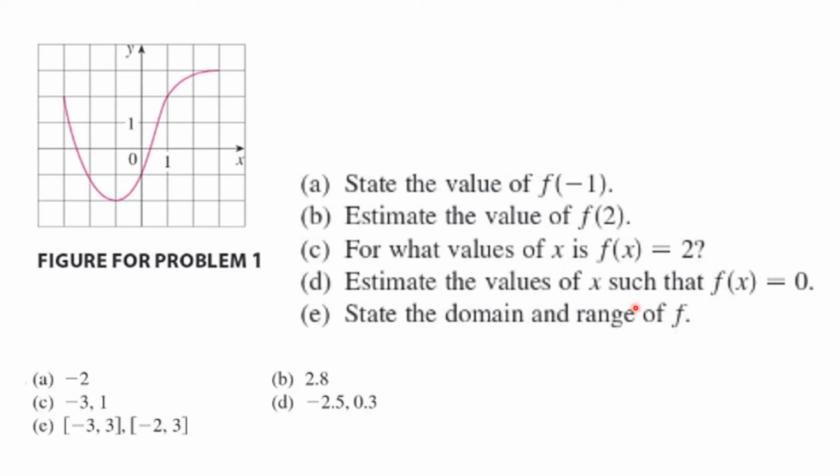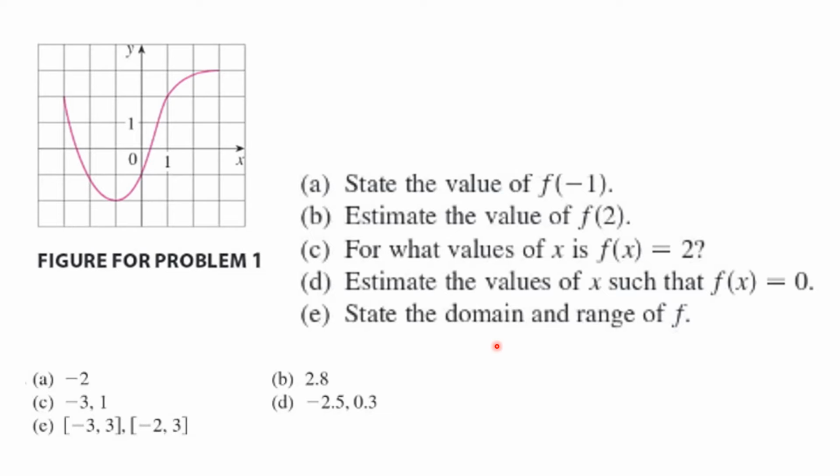We're to estimate the values of x such that f of x is equal to 0. Well, f of x equal to 0 means y is equal to 0. So it is this point and this point. And if you look at the number line, you would guess that this is minus 2.5 for this one and 0.3 for this one. And estimate the domain and range of f.